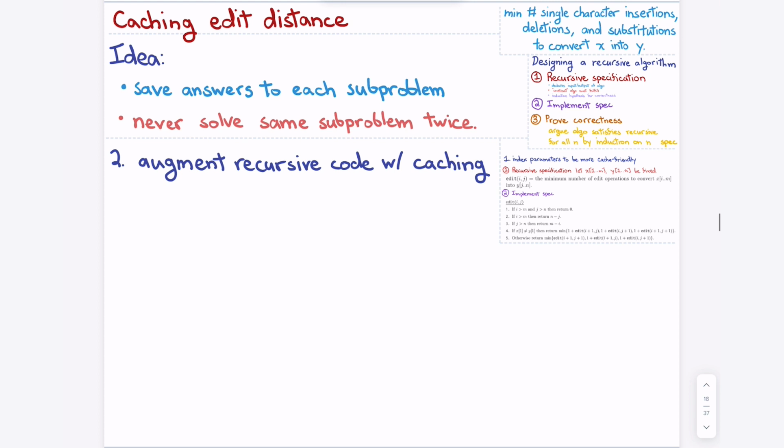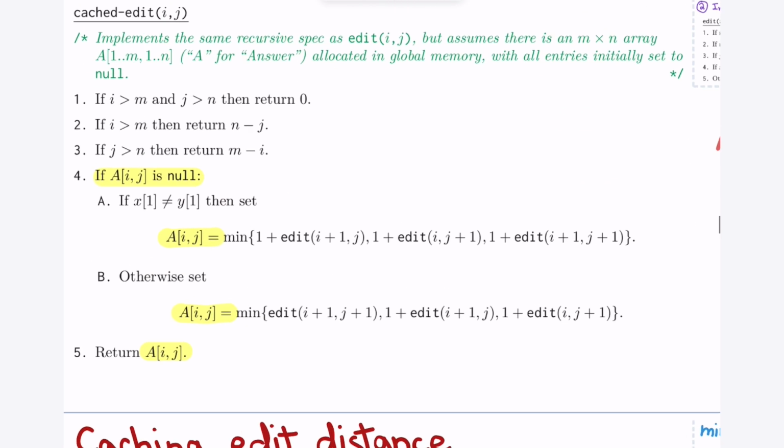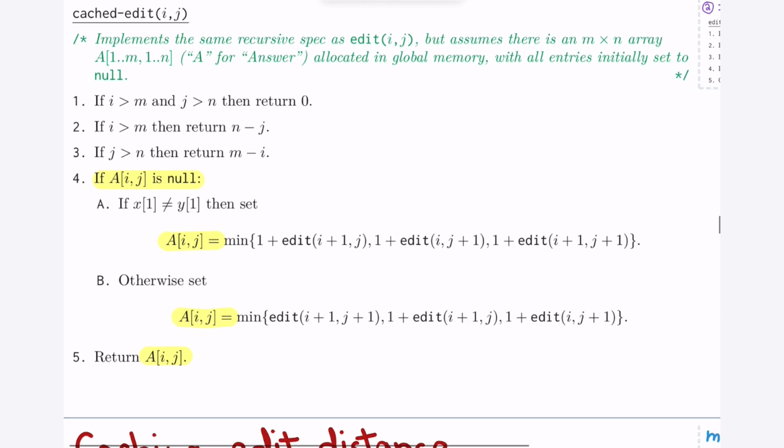And so what you could do, how would you save the answers? I'm too lazy, I wouldn't even use an array, right? I'd just put this in a dictionary, a hash map. And let's see, is this maybe blurry? Let me zoom in. Okay. I guess I set up an M by N array, but it could be a hash map.